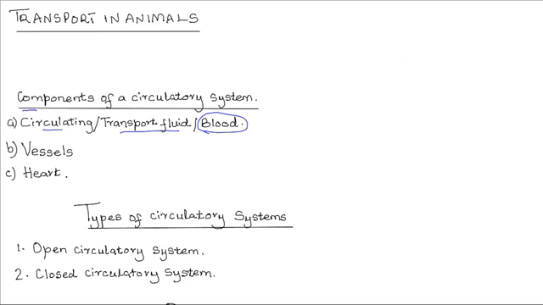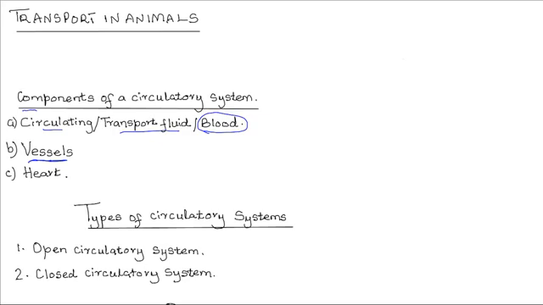A second component of the circulatory system are the vessels. Vessels are tubular structures that conduct the circulating fluid. It is through these vessels that circulating fluid moves from one part of the body to the other. Though the extent of the presence of these vessels varies from one organism to another, every circulatory system should have at least some components of vessels, either partially or entirely.